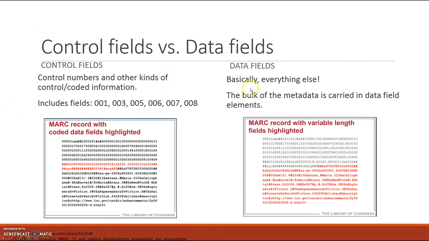For the data fields, that's basically the bulk of the record. Everything else is carried in there. This is where you start describing the resource: who made it, what it is, what it's about, its extent, how many pages it has, and so on. All of the metadata will be in the data fields.